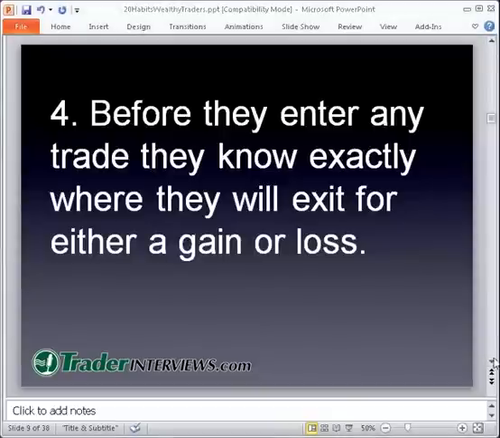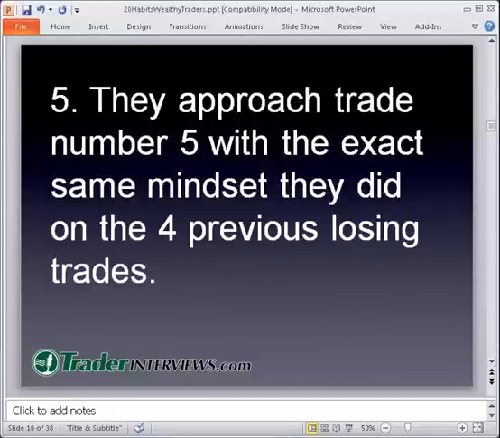All right, number 5. They approached trade number 5 with the exact same mindset they did on the 4 previous losing trades. So what does that mean? We've all been in that spot where we've lost 4 trades in a row. It's about lunchtime in New York, I'm here on the West Coast, and I'm thinking, man, okay, here's a signal. It's coming back down to my trend line, or to that Fibonacci number. I've blown it the last 4 trades. You know what? I'm just going to sit on the sidelines for trade number 5. Guess what happens, of course? Trade number 5 works out and wipes out all the losses from the previous 4 trades, and then makes you another $1,500.